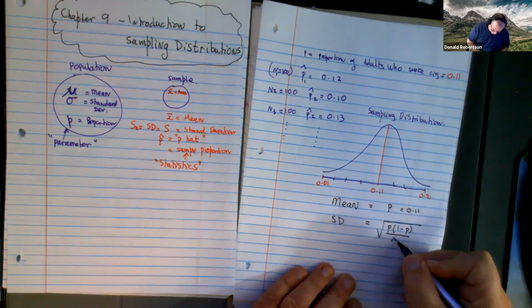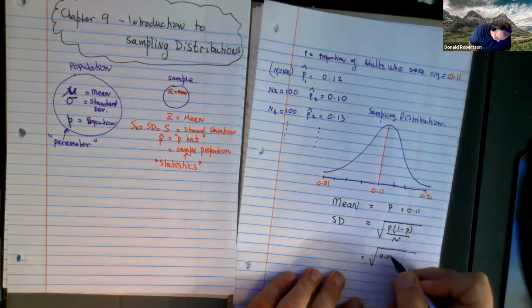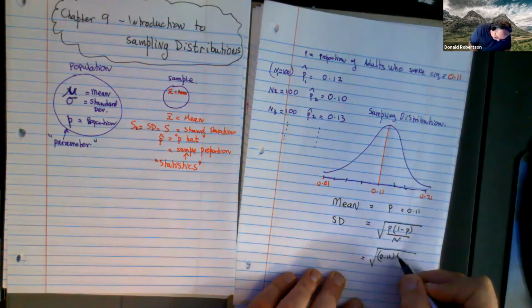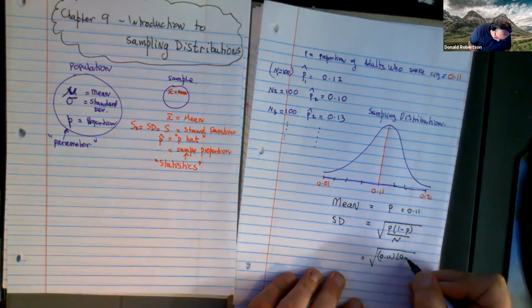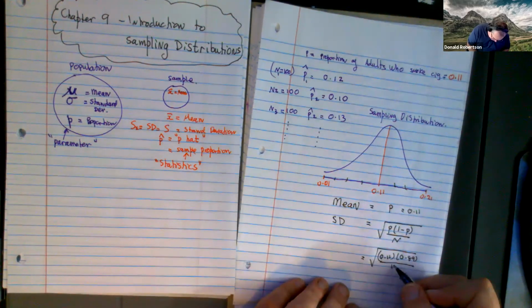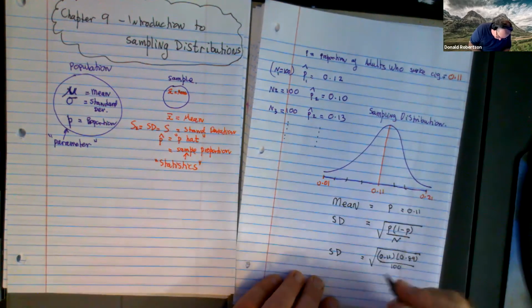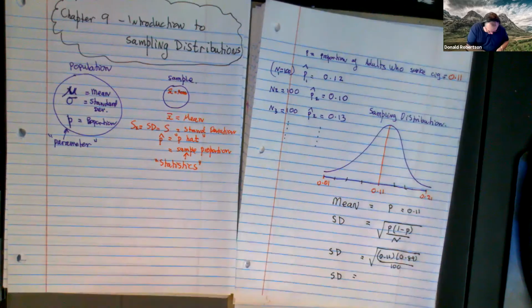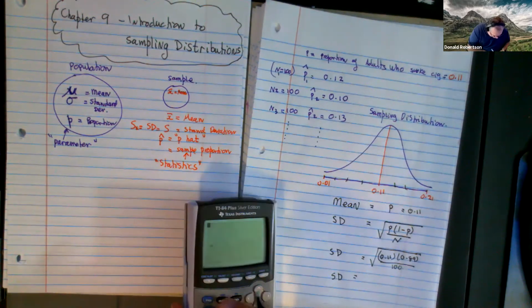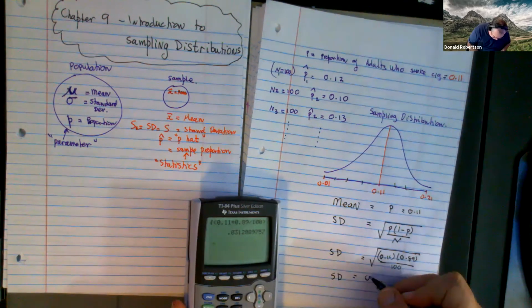all over n. So it's going to be the square root of 0.11. 1 minus p is 1 take away that, so that's 0.89. And n is the sample size, so it would be 100. And so the standard deviation will be that. So I'll go square root of 0.11 times 0.89 divided by 100. And the answer is 0.031.